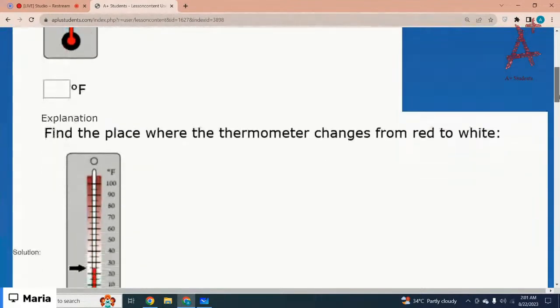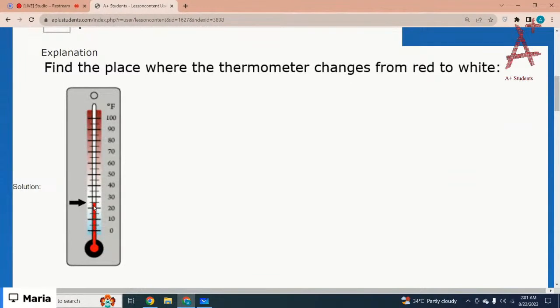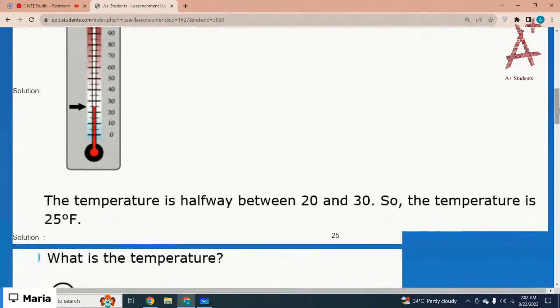Find the place where the thermometer changes from red to white. Here is the place where the thermometer changes from red to white. So basically you have to read the temperature from here. You can see the red line is exactly midway between 20 and 30. That means the temperature is 25 degrees. Midway between 20 and 30 you have 25. So that means the temperature is 25 degrees Fahrenheit.